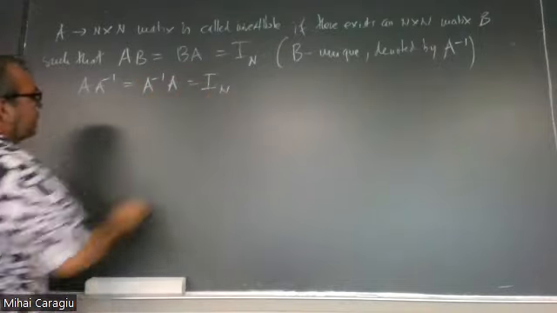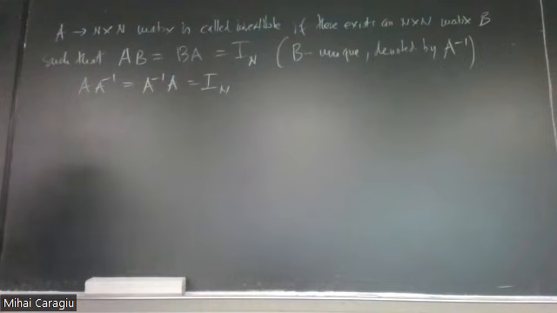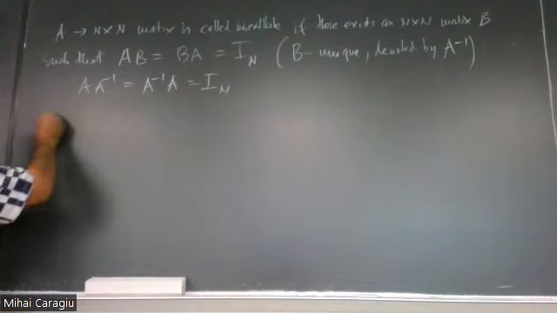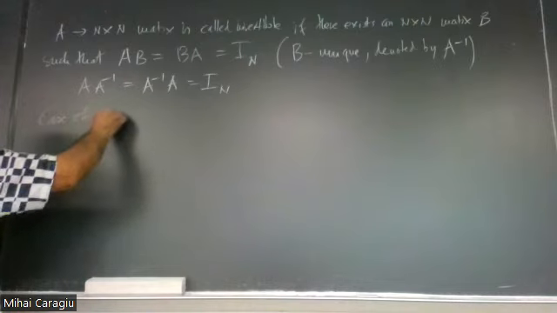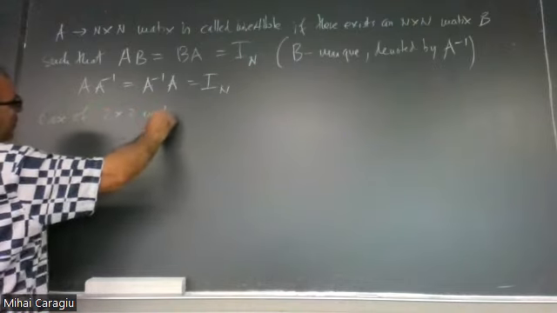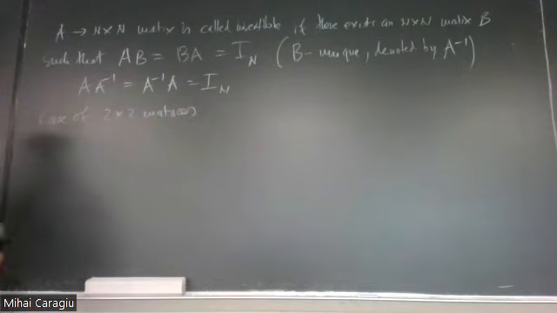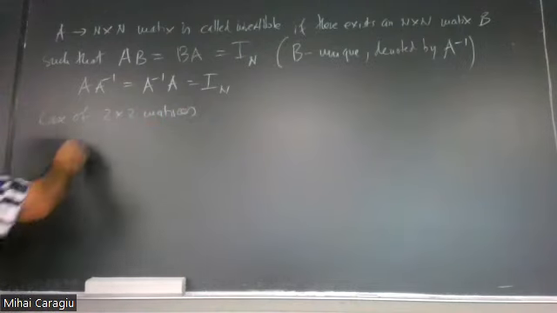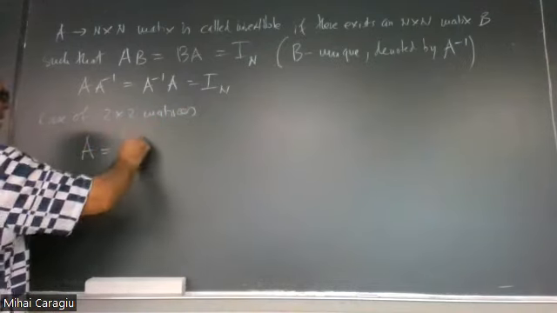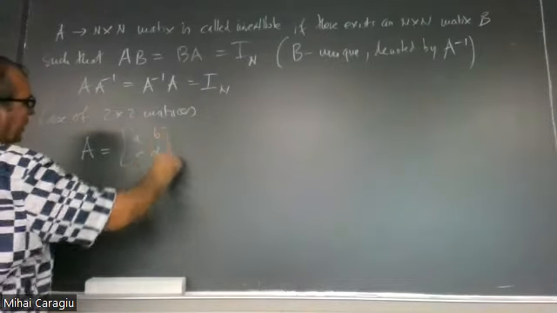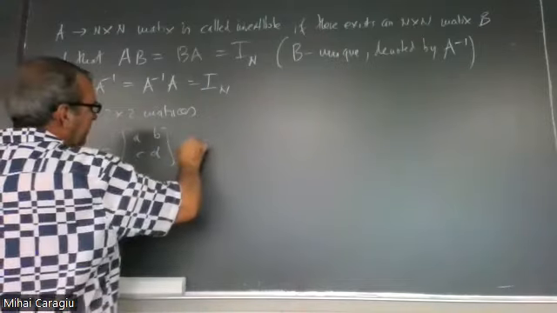A particularly simple case is the case of 2 by 2 matrices, which is the simplest one. So that's what we discuss today. For example, the matrix A is A, B, C, D. What does it mean to be invertible?